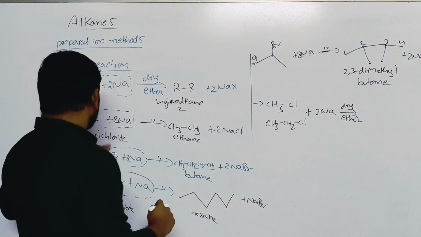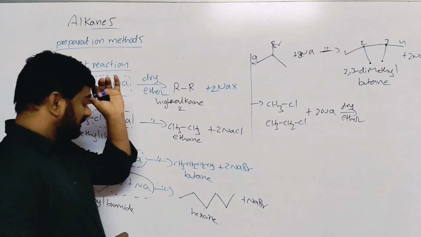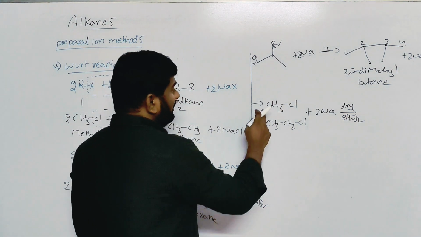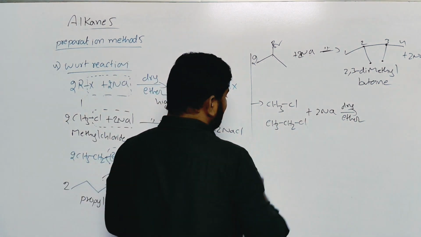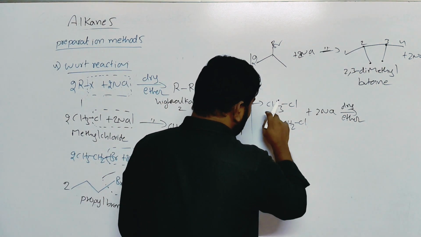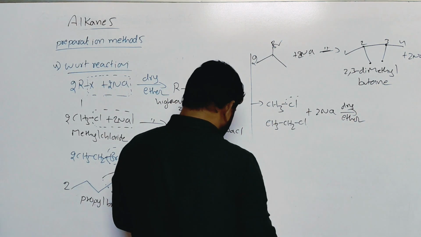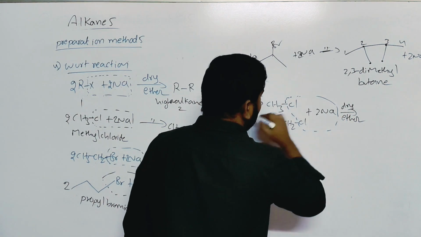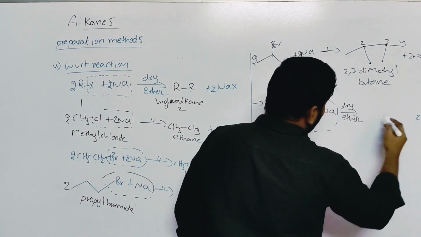Previously we took 2 moles of the same alkyl halide. Now we are taking different alkyl halides: one is methyl chloride, the other is ethyl chloride. In these two cases, what is happening? If you take 1 mole of this one and 1 mole of this one, then 2 moles of NaCl will be removed.